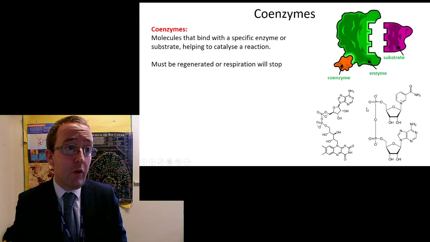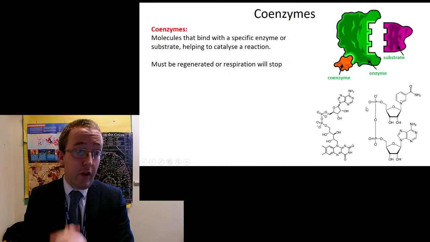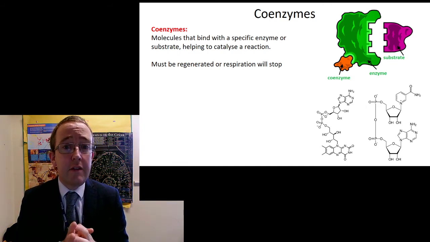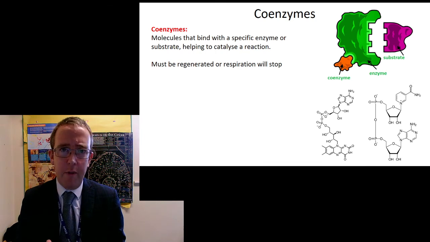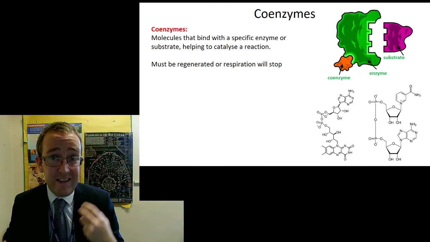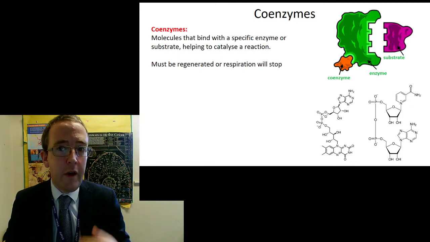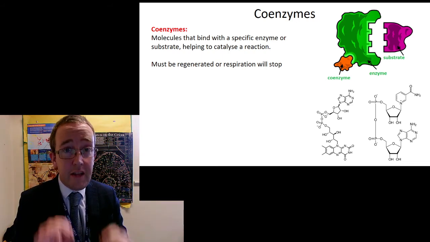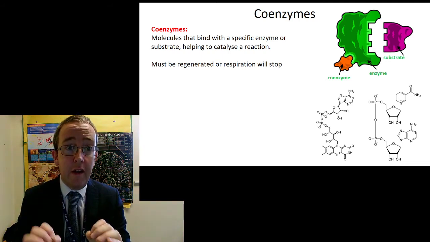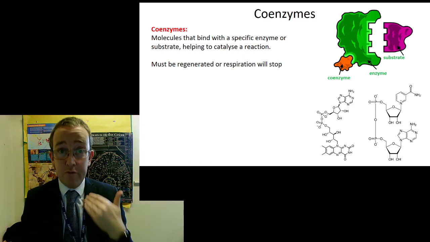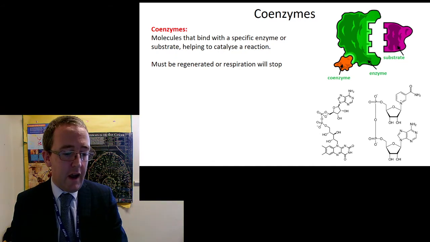Okay, so coenzymes are massively important, and an essay question you might get at the end of paper 3, if you're doing the same syllabus we are, is: coenzymes are important in biology. Describe how, 25 marks. Sounds complicated, but actually, when you think about it, there's an awful lot you can talk about. What coenzymes are is they're molecules that bind with a specific enzyme or a substrate and help to catalyze a reaction. Now they must be regenerated. There's not an infinite supply. They have to be regenerated, and that fact becomes really important when we discuss anaerobic respiration.